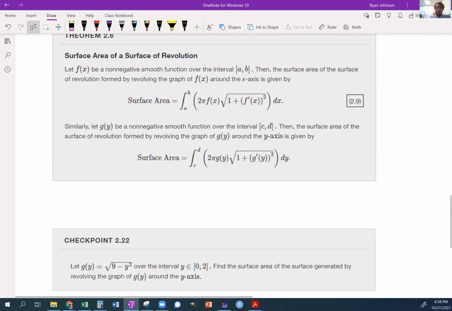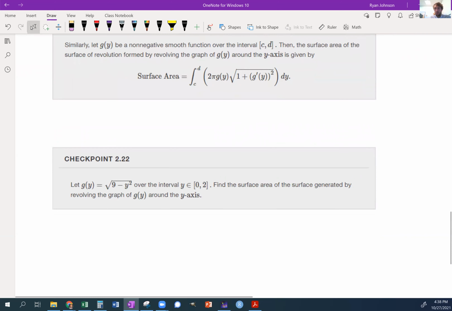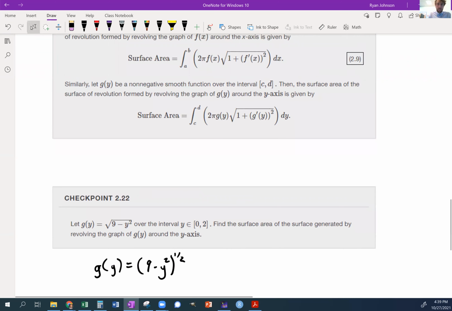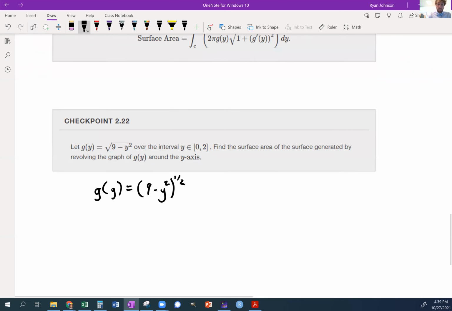So let's do an example. This is checkpoint 2.22 from your book. If g of y is the square root of 9 minus y squared, then I'm going to do the surface area. So here we go. Another way to write g of y would be 9 minus y squared to the 1/2. And then we need to take the derivative for this formula because we need to find g prime of y and then square it.